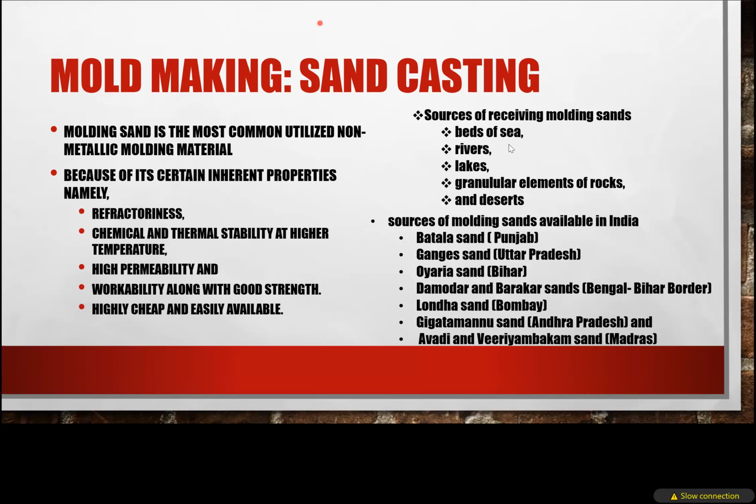So what is the availability of molding sand in India? The main availability is Batala sand, Punjab; Ganges sand, Uttar Pradesh; Oriya sand, Bihar; Damodar and Barakar sands, Bengal-Bihar border; Lodha sand, Bombay; Gittamanu sand, Andhra Pradesh; and Avdi and Beria sand, Madras. These are the sources from where we can obtain good molding sands. Okay.